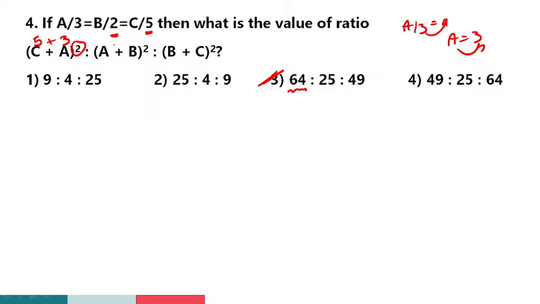Okay, for the remaining, the a value is how much? 3. The b value is how much? 2. 3 plus 2, 5. 5 square is how much? 25. Next, again the b value is 2 and the c value is 5. 2 plus 5, 7. 7 square is how much, guys, here? 49. That's why option 3 is the right answer, guys.